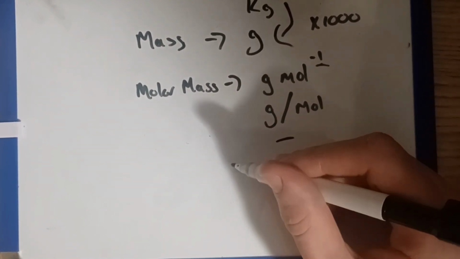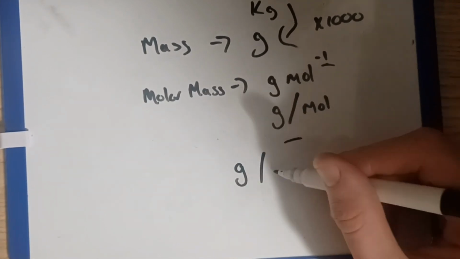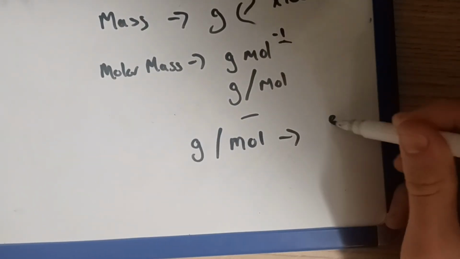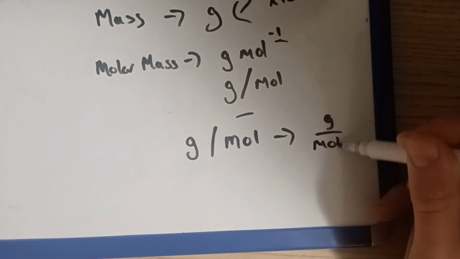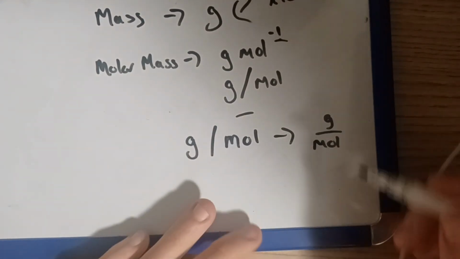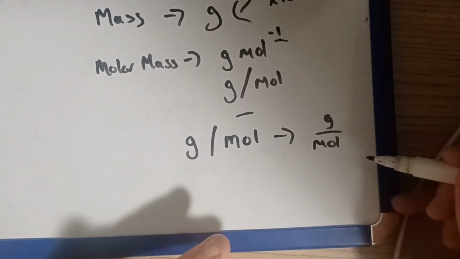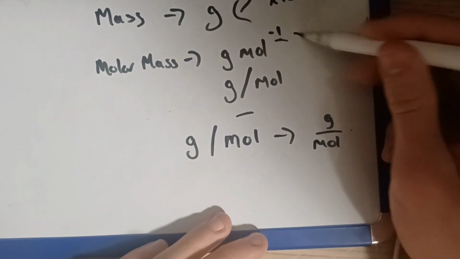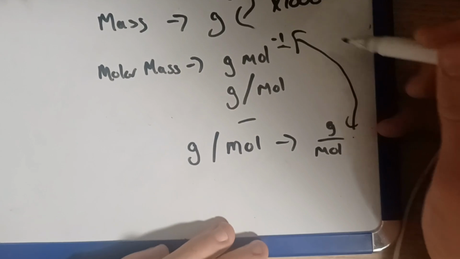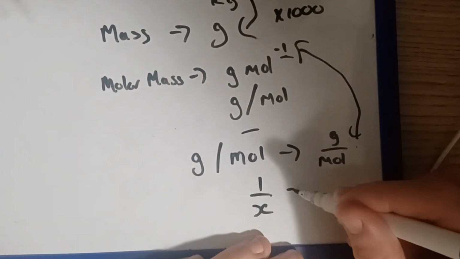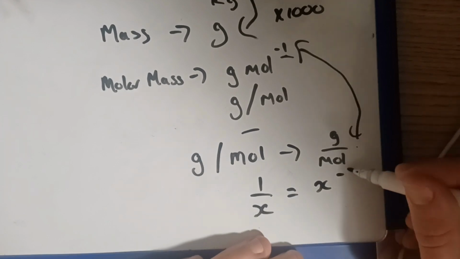So when we look at it, we have our grams and we are doing it per mole. I like to look at it like this, where our numerator is on top of our denominator, as shown in every other part of maths. And there is an equation that links a fraction like this to our unit. And all it is, 1 over x equals x to the -1.